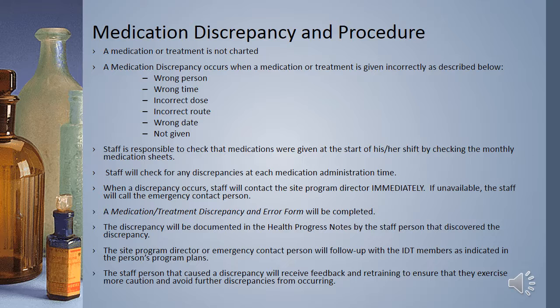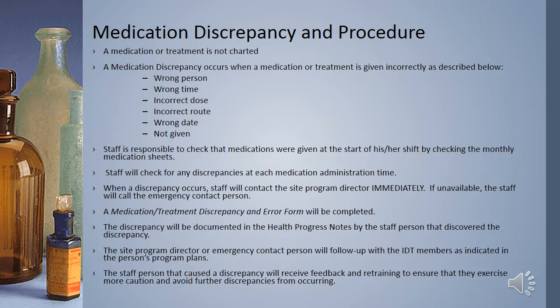When a discrepancy occurs, staff will contact the site program director immediately. If unavailable, the staff will call the emergency contact person. The site nurse, if there is one, will also be contacted in the event of a discrepancy. If the site does not have a designated nurse, the healthcare provider can also be called. A medication treatment and discrepancy error form will be completed. The discrepancy will be documented in the health progress notes by the staff person that discovered the discrepancy.